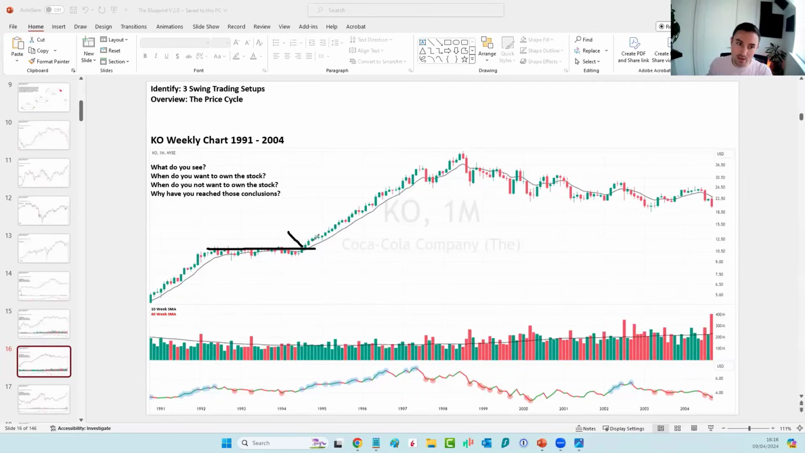And then the question is, well, how would you have optimized the profits? This is the 10-week SMA, this black line you see here, the 50-day moving average. So if you're going, well, I classify myself as a longer term position holder or a trend follower, and I like using the weekly chart, I like using the 10-week SMA, well, that would have been pretty good, right?